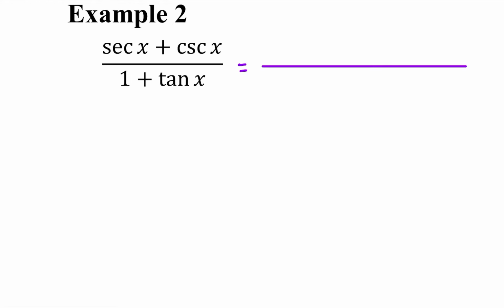So what I'm going to start by doing is I'm going to rewrite the secant as 1 over cosine of x. And I'm going to rewrite that cosecant as 1 over sine of x. And in that denominator, let me do this tangent first. I'm going to write the tangent as sine of x over cosine of x.